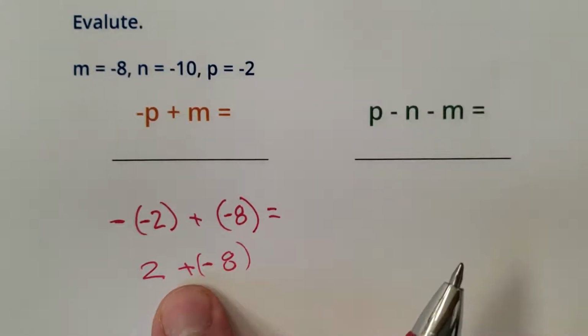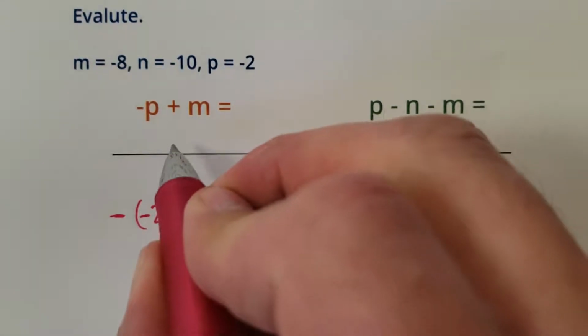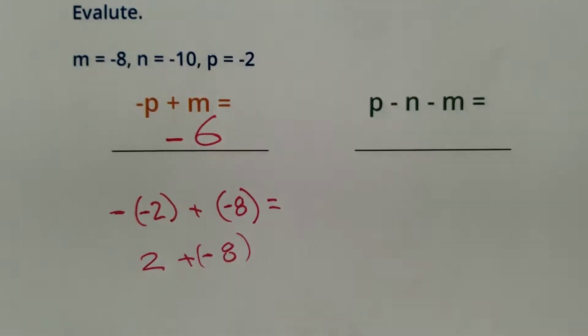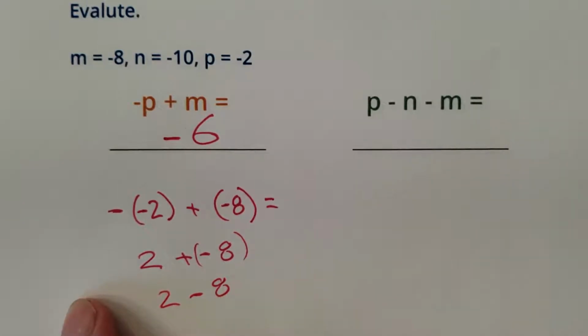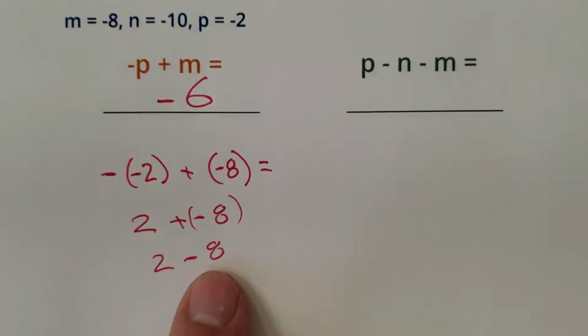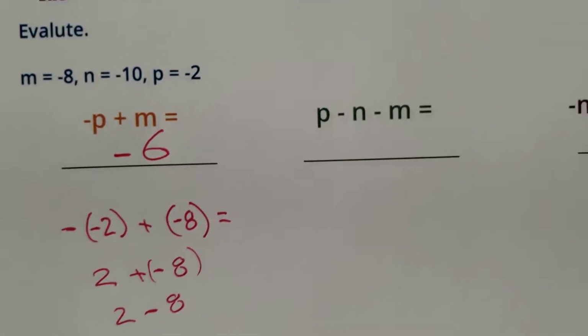Okay, 2 plus a -8 would get you down to a -6. It's basically 2 minus 8. So you could even write it this way. And again, when you take a small number minus a big number, you're going to get down into the negatives.